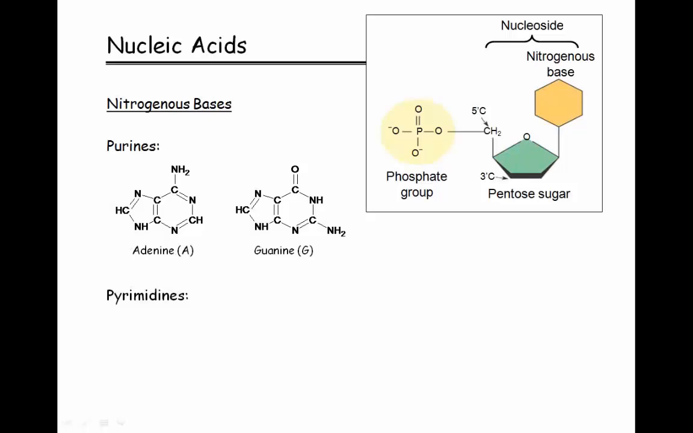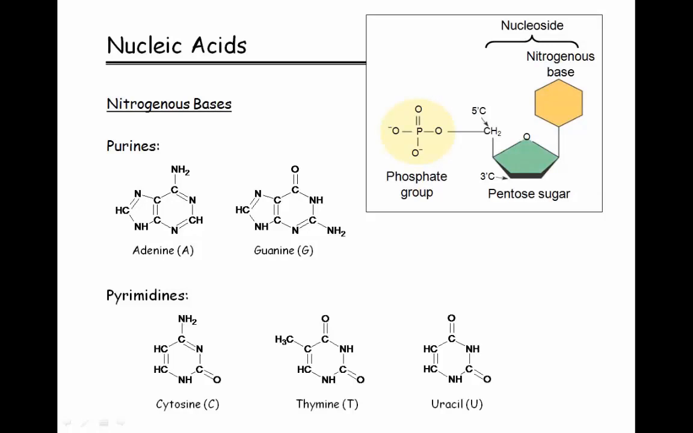And the two representative purines that you find in nucleotides are adenine and guanine. Now, typically the bases are just referred to by the first letter. So this would be A and G. As far as the pyrimidines are concerned, they are smaller. They are single ring structures. All of them are hexagon rings. And we have cytosine, thymine, and uracil. And again, these are referred to by the first letter in their name.